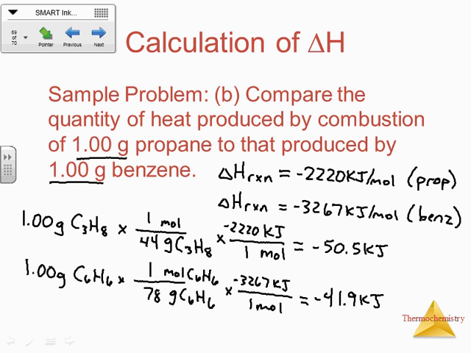That might surprise you a little bit because the kilojoules per mole is higher for the benzene than it is for the propane, but because the molar mass of the benzene is higher than the propane, having 1 gram of each of those, the propane is going to give off more energy for 1 gram of propane than the benzene.